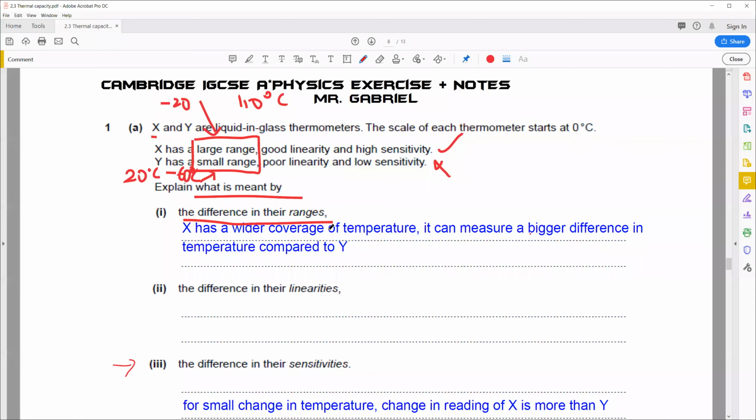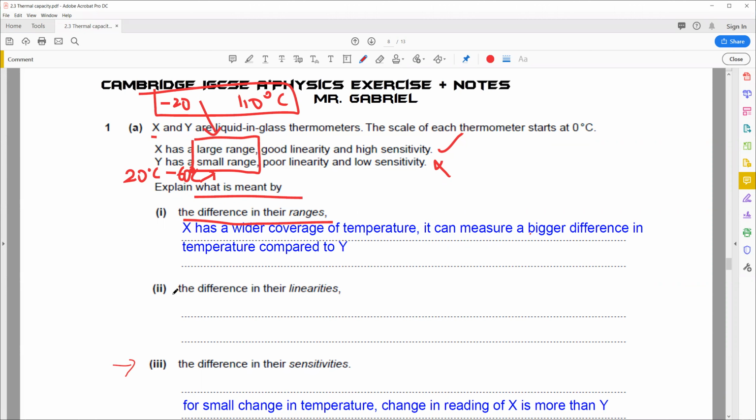Anyhow, you just have to get the idea that range is the difference between the maximum and minimum, then you should be able to answer it. You could even say something like, X has a larger difference between the minimum and maximum temperature, whereas Y has a smaller difference between the minimum and the maximum temperature. That is going to be acceptable as well. You're basically just explaining the difference in their range, guys.